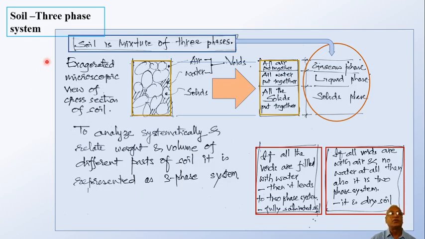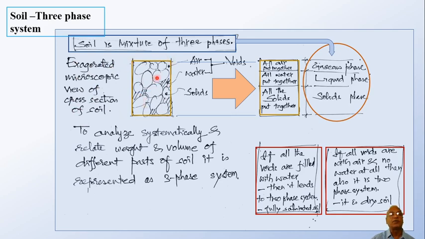So here, soil is a mixture of three phases. The three phases are air, water, and soil solids. The gaseous phase is air, the liquid phase is water, and the solid phase is nothing but soil particles. Now if you cut a slice of soil and try to see it microscopically, an exaggerated microscopic view of a cross section of soil may look something like this.